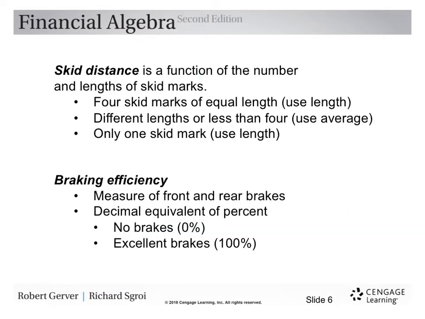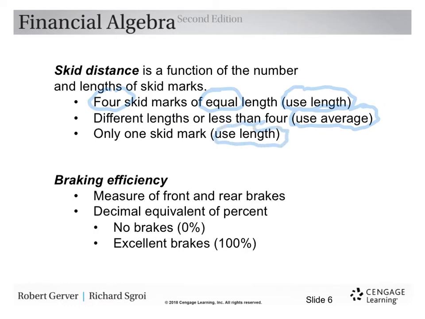All right, in terms of what exactly is the skid distance, it's a function of the number and lengths of the skid marks. If you have 4 skid marks of equal length or two skid marks of equal length, if all the skid marks are of equal length, then you use that length. If you have different lengths or less than 4 skid marks, then you use the average. You add them up and divide by the number of skid marks. And then if you only have 1 skid mark, you use that length, obviously.